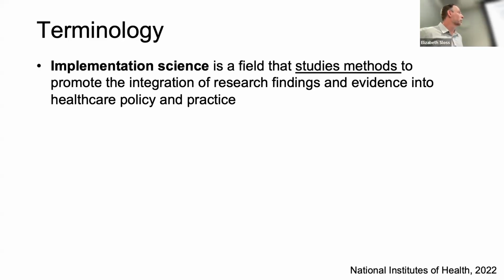So let's do a little bit of brief terminology about what we're referring to when we talk about these different terms. We often use the terms implementation science and implementation research interchangeably. They are not the same thing. People sometimes say implementation science research, which makes me bristle, but I understand that there's an Office of Behavioral and Social Science Research at the NIH, so you can't be too picky about it. Implementation science is technically defined as the field that studies methods to promote integration of research findings and evidence into healthcare policy and practice. So this is a field of science, a field of study with a particular type of focus.